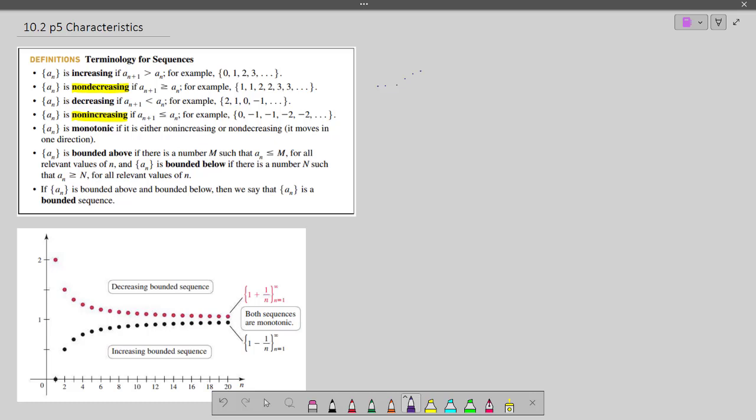Let me finish with one last comment. If you have a sequence that's decreasing and it's bounded below, there's a floor, it has to have a limit. If it's decreasing and there's a floor, there must be a limit. Similarly, if you have an increasing sequence and there is a ceiling, there has to be a limit.